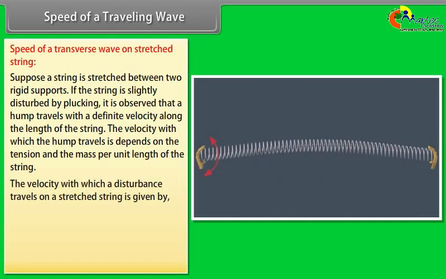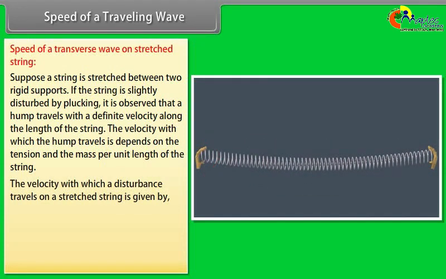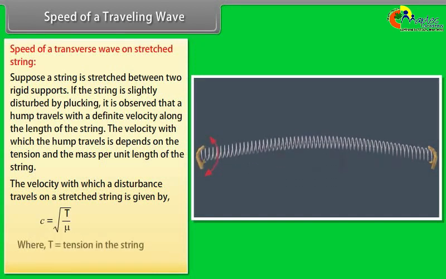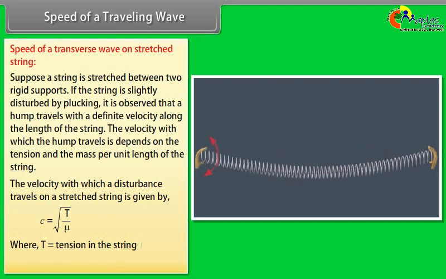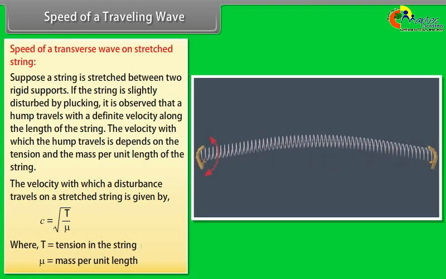The velocity with which a disturbance travels on a stretched string is given by c equals under root T upon mu, where T is the tension in the string and mu is the mass per unit length.